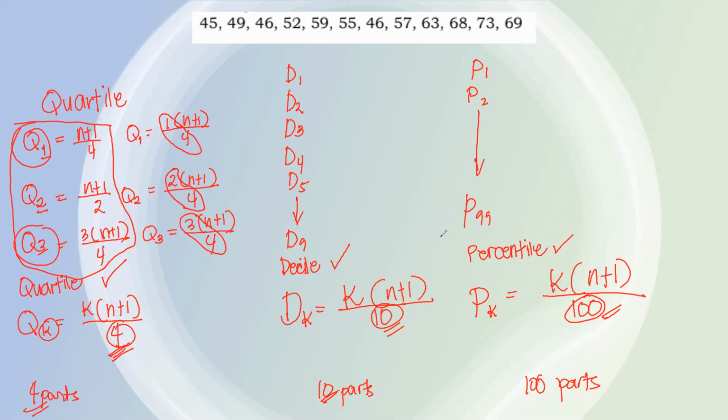Maiintindihan nyo siya kasi yung format niya pareho lang. Now we have the quartile, decile, and percentile. Pare-pareho silang may sub-K. Depende kung ano yung hinahanap. And meron din silang K sa numerator. Pare-pareho silang may N plus 1. Ang pinagkaiba lang ay 4 yung sa quartile, 10 yung sa decile, at sa percentile 100.